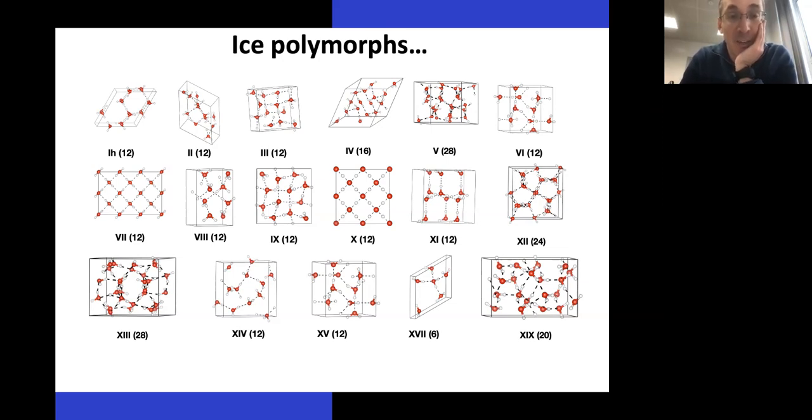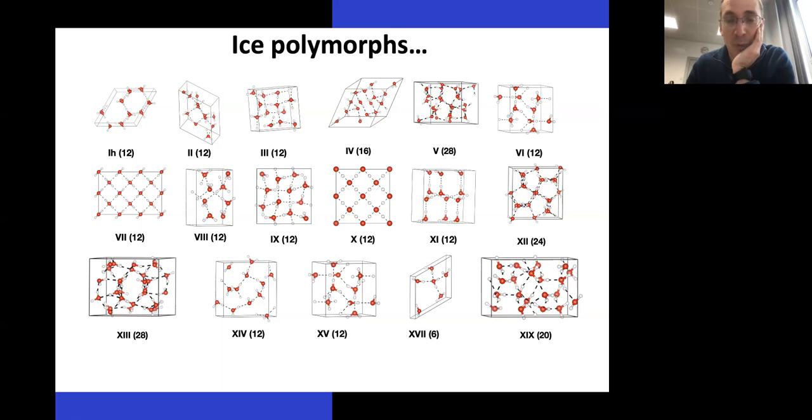One prominent example is the phase diagram of water. It turns out that almost every year a new crystalline phase of ice is discovered, and there are now almost 20 distinct polymorphs of ice. Apart from one, these are all molecular crystals that are held together through hydrogen bonding and van der Waals forces.